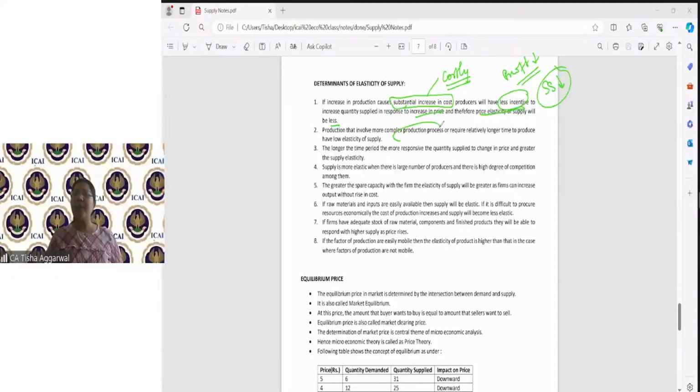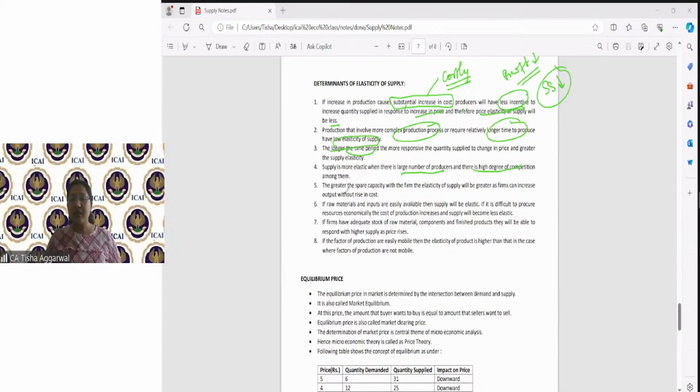If there's a very complex production process, a very long time required for production, again, you will have a low elasticity of supply. People will say, why should I get involved? It's so complex. If there is a longer time period, I have time, I can give you harvest after 6 months, fair enough. Then there will be a great supply. But if the time period is very short, then there will be less supply elasticity. Supply is more elastic when there is a large number of producers, a high degree of competition.